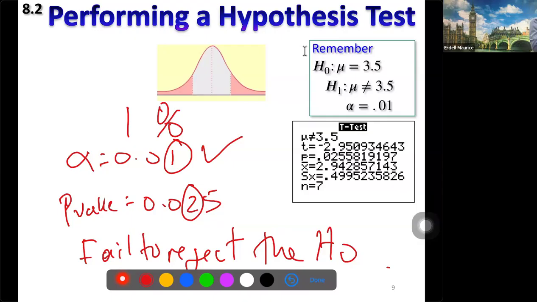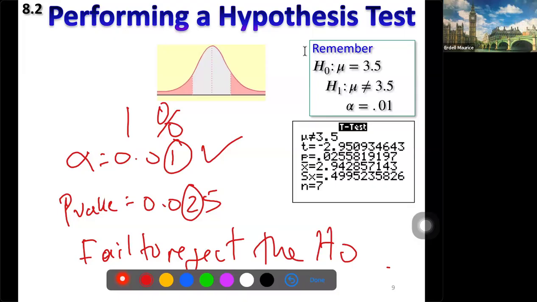So if we find the p-value and it's larger than the alpha value, then that's what we reject. No, smaller to reject. Okay. Smaller to reject. That's right. The p-value needs to be smaller than the alpha level. Then you reject.